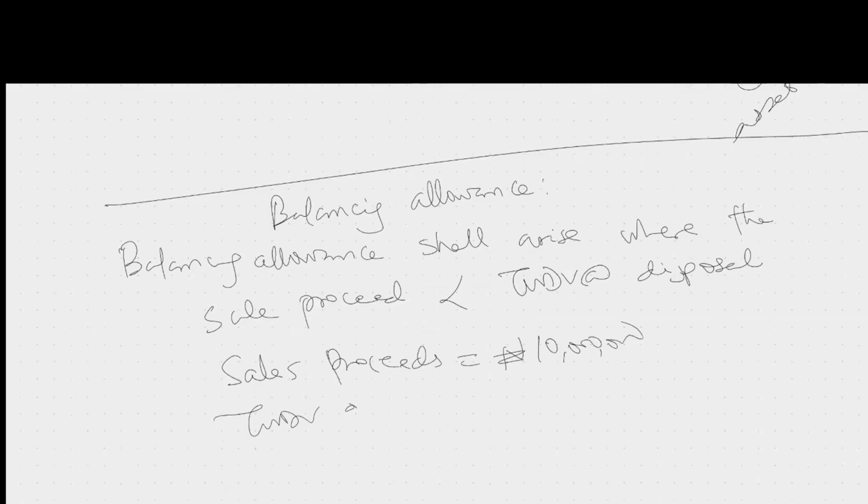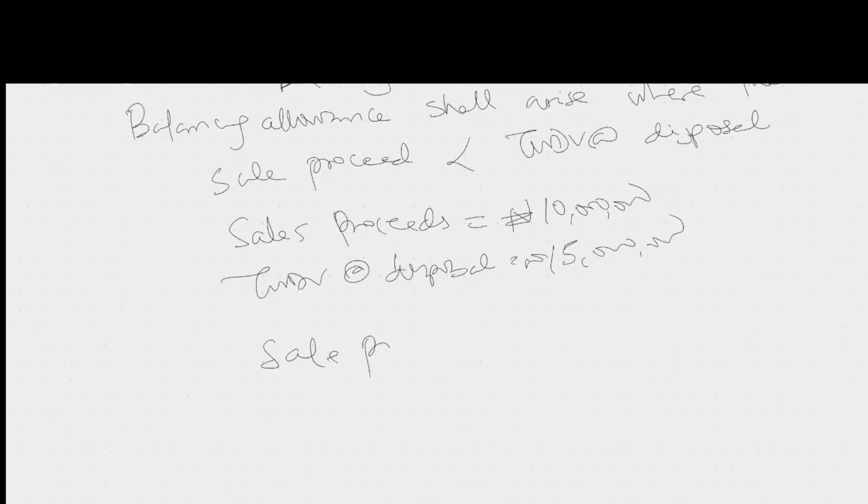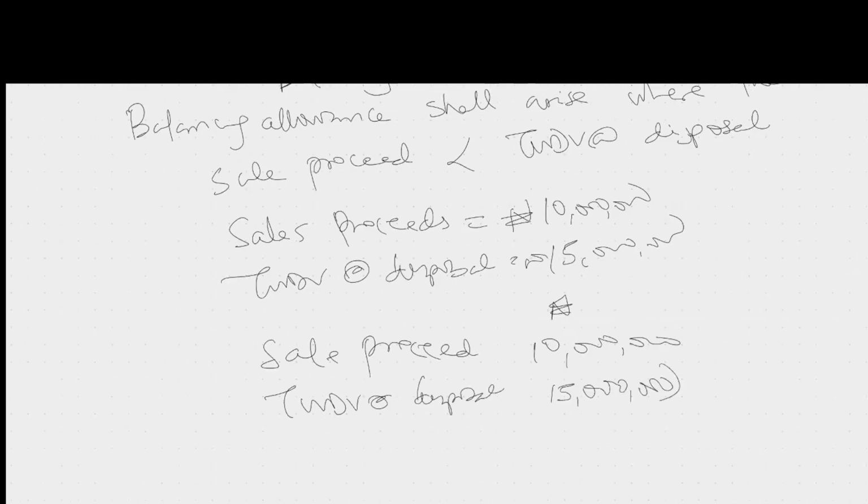Calculate your balancing allowance. You see, sales proceed is 10 million. Terminal value at disposal is 15 million. Balancing allowance will be 5 million.